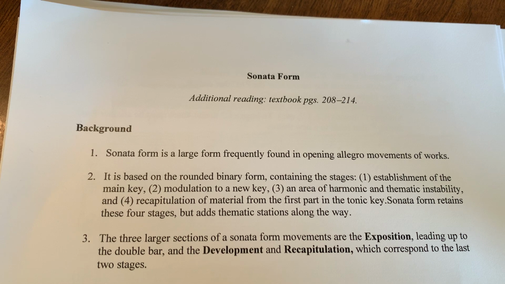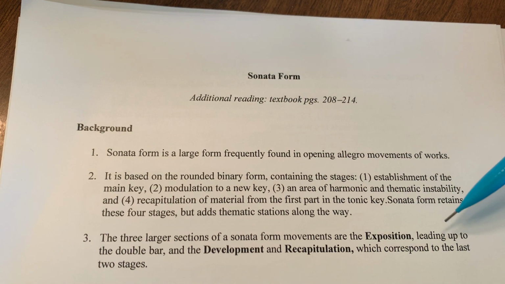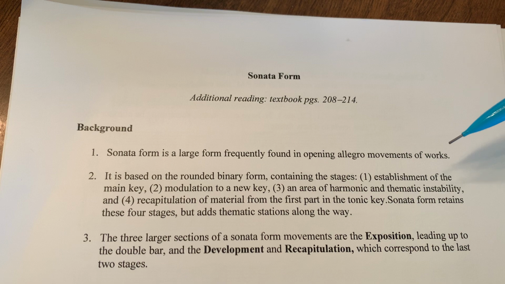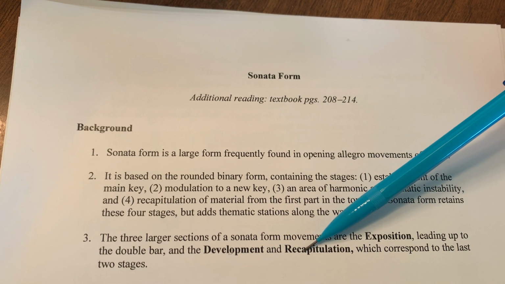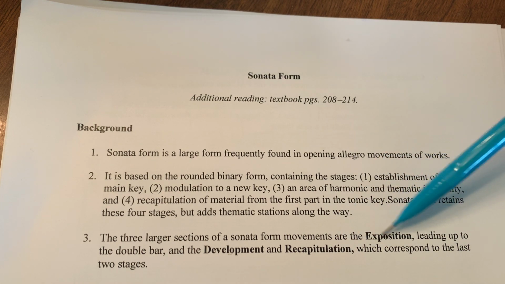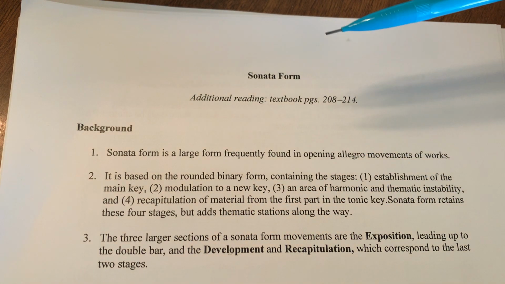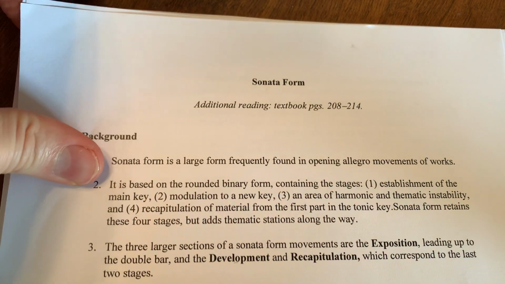Well, sonata form is going to retain these 4 stages, but we're going to create some thematic stations along the way. So the music before the double bar is what's going to be known as the exposition. And that's going to have several different themes along the way. Then after the double bar, you're going to get the development that corresponds to the digression from rounded binary, and the recapitulation, which corresponds to the recap music from the rounded binary. So the last 2 stages would be the music after the double bar. Again, I assume most of you know a little bit about this already.